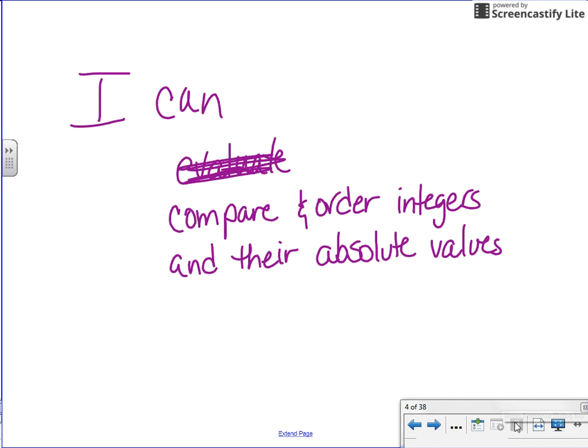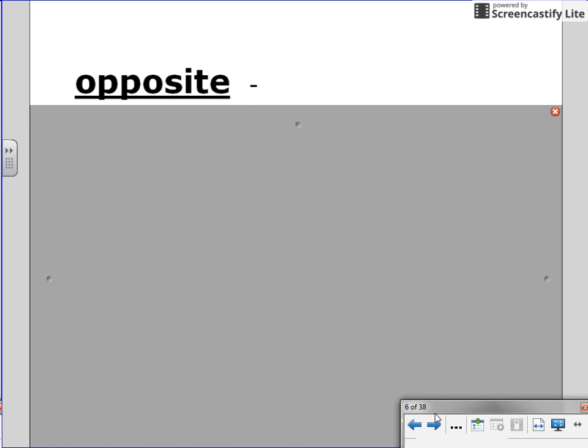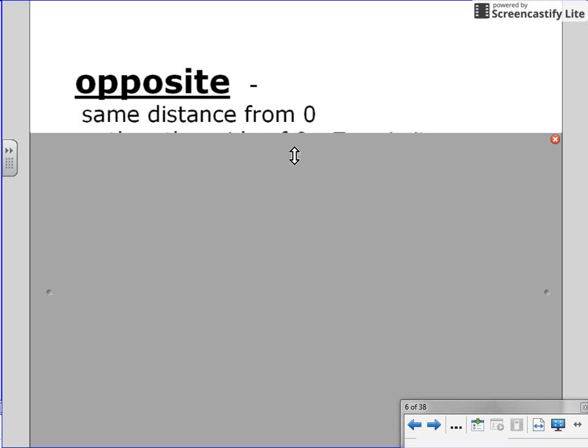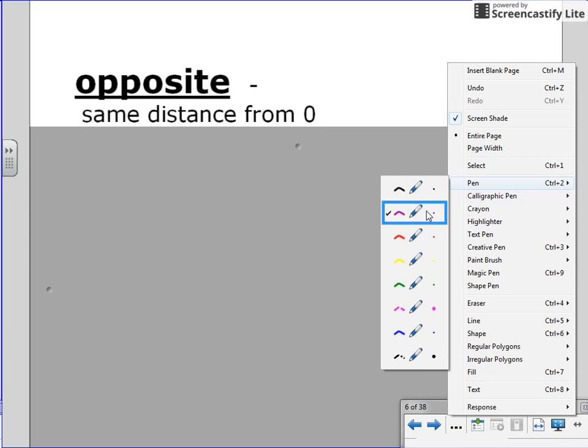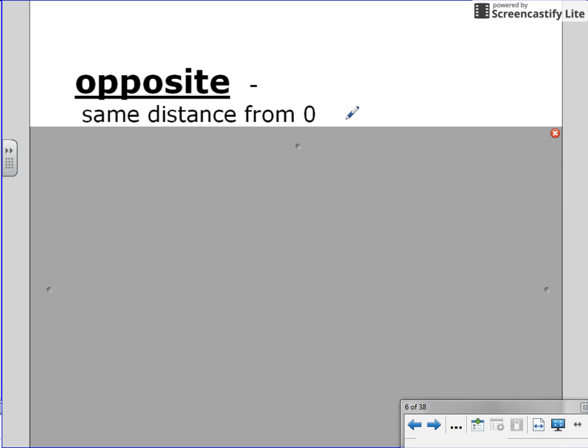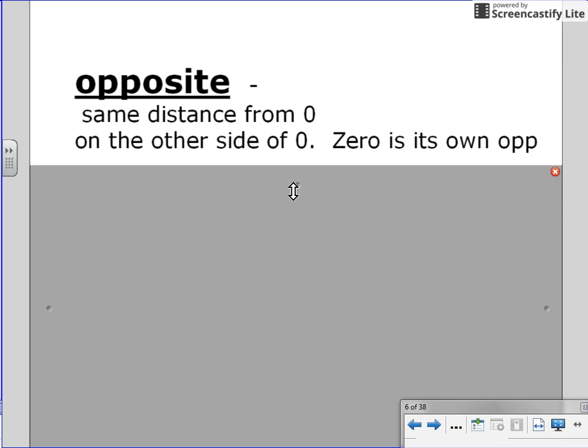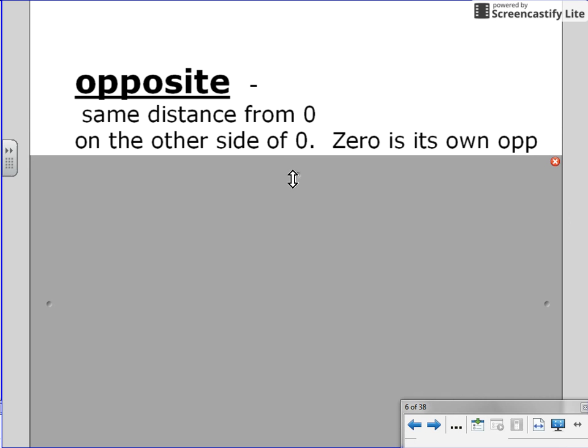Alrighty, so here we go. Let's look at the next screen here. There are 4 vocab words that I want you to become familiar with today and to write down. The first one is opposite. Here is what I want you to put down for opposites. One way to look at this is that opposite numbers are the same exact distance from 0. So when we're looking at a number line, we'll see that they're the same distance away. The second thing, or on the other side of 0, that's another way to think of it.